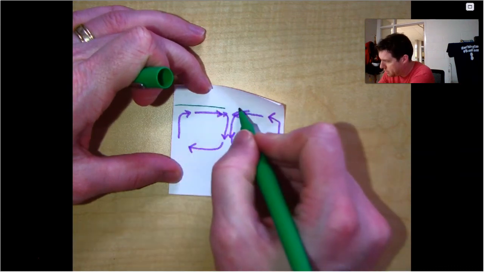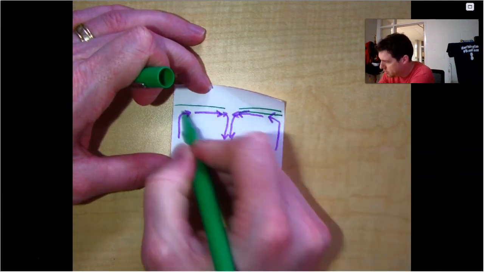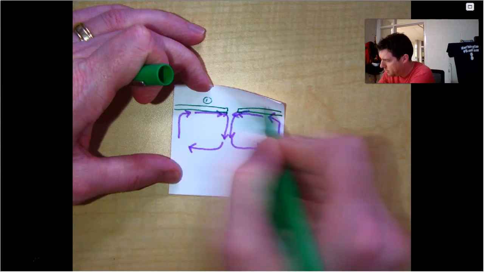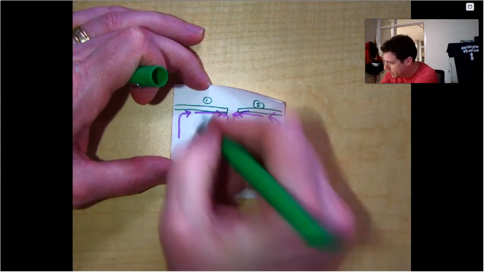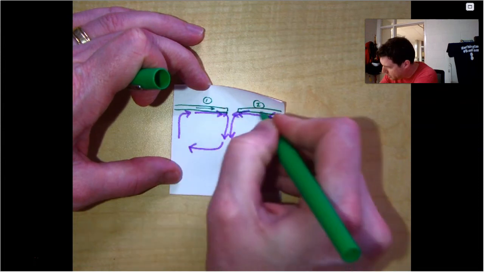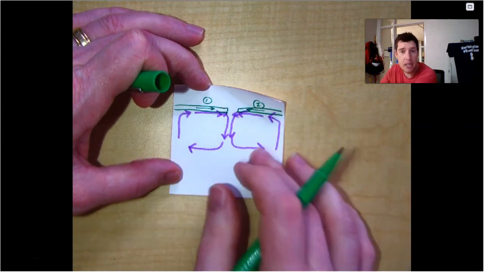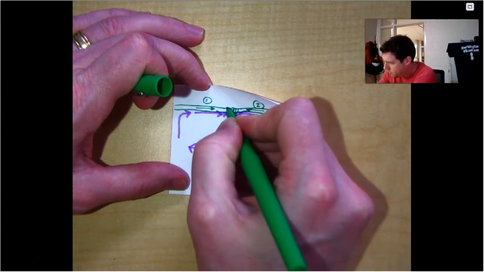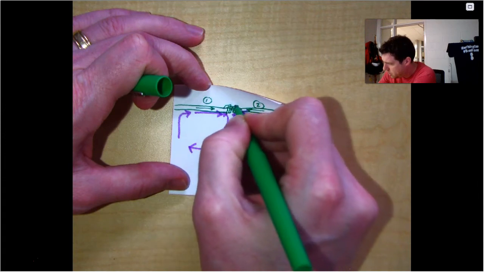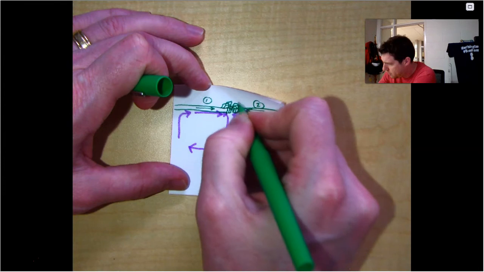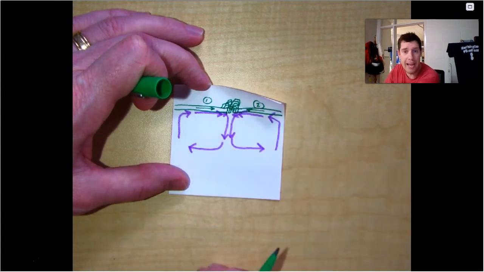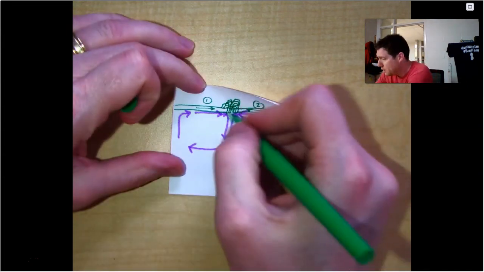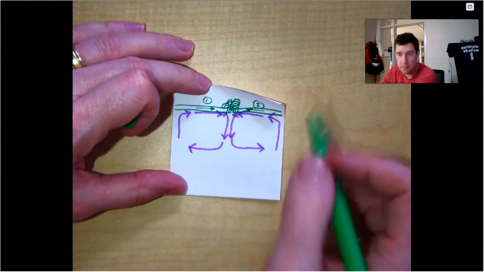You've got a plate over here, you've got plate number 2 over here. You've got plate 1, you've got plate 2, and instead of them separating, they're coming toward each other. Give them enough time, and they will start smashing up onto each other and start building up landforms. So that's one thing that can happen.